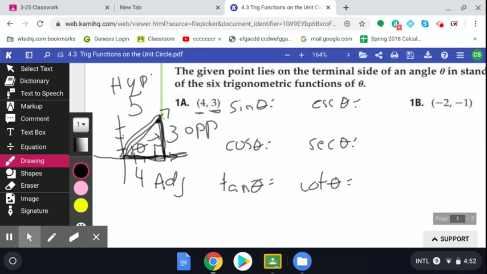So sine theta, I know that sine is opposite over hypotenuse. So here it's 3 over 5. Cosine is adjacent over hypotenuse. So 4 over 5. And tangent of the angle is going to be opposite over adjacent. So 3 over 4. And then it's just a matter of flipping them. So 5/3, 5/4, and 4/3. Done.